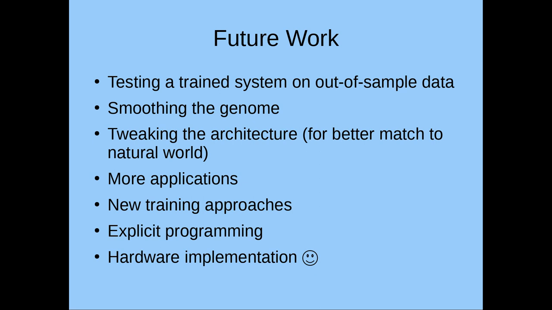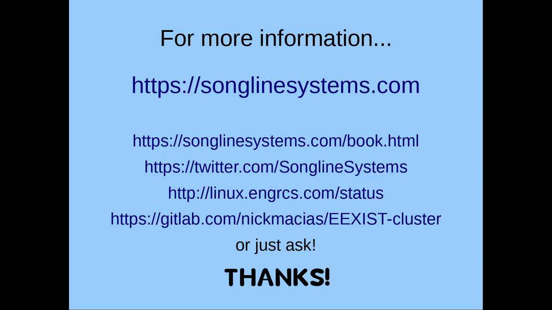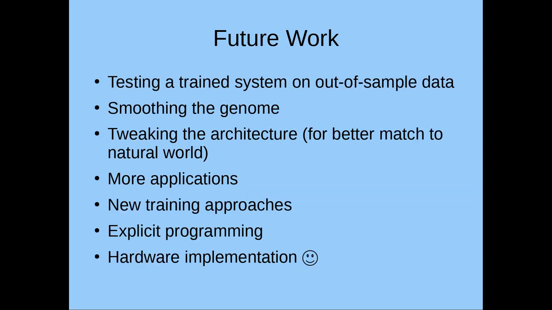I have to change the genetic structure because it's still based on this 1D setup, so I want to do what's called smoothing it. There have been suggestions for ways to tweak the architecture to make it more in line with the natural world, looking for more applications, new training approaches, still the idea of explicitly programming it, and ultimately an actual hardware implementation. So we're not simulating it on a PC, but we actually have something that's doing these transfers, probably electrons instead of chemicals, something that runs without the discretizations and a lot faster. That's kind of the end goal for the next phase of work.